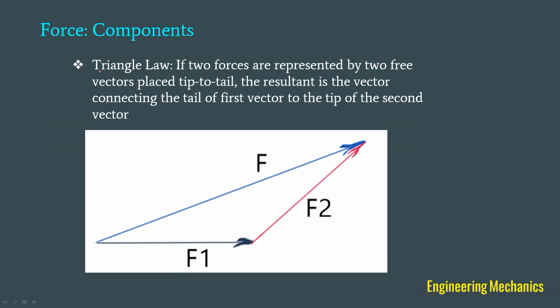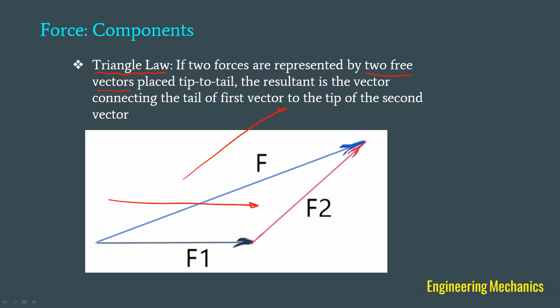Next, there is one more law which is called triangle law. This triangle law also can be used to find out the resultant force of any two given forces. So what is that law? If two forces are represented by two free vectors. So very important term here, two free vectors. So that means F1 is a free vector, F2 is a free vector. When we say free vector, we can change the position of those vectors without changing the orientation. That means I can take F2, I can draw it somewhere here like this, exactly parallel to itself. I can draw F1, take it, and F1 can be drawn somewhere here like this. So free vector is nothing but a vector which can be moved in the space freely.